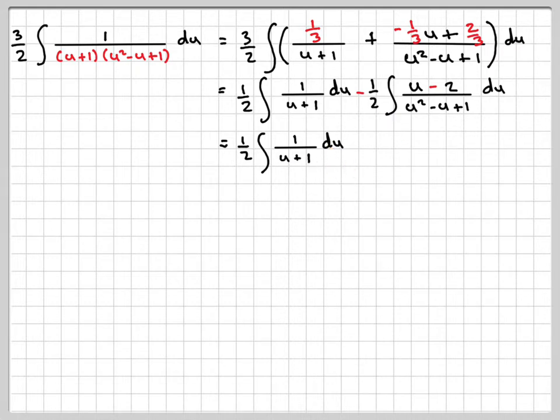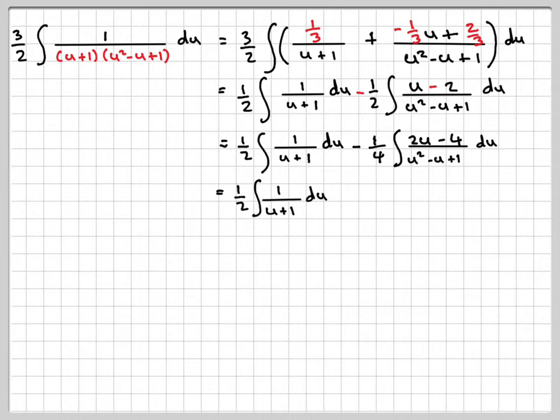Now if I make that a quarter, this will now become the integral of 2u minus 4 over u squared minus u plus 1 du. Now, if I want this to be an ln, this is going to give me 2u minus 1. So I want this to be -1, which means I need to split this integral up again. It's got 1/2 of 1 over u plus 1 du minus 1/4 of 2u minus 1.